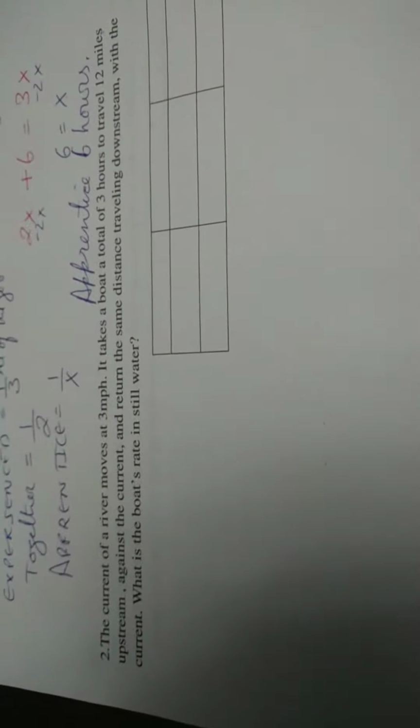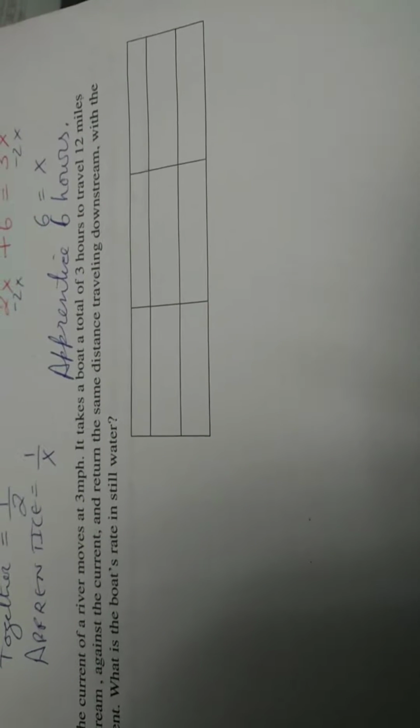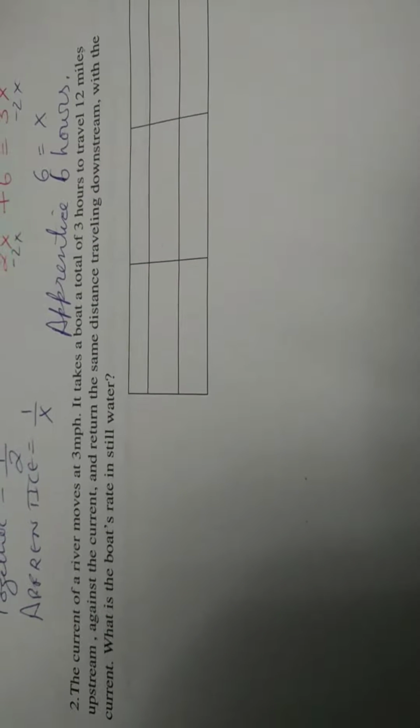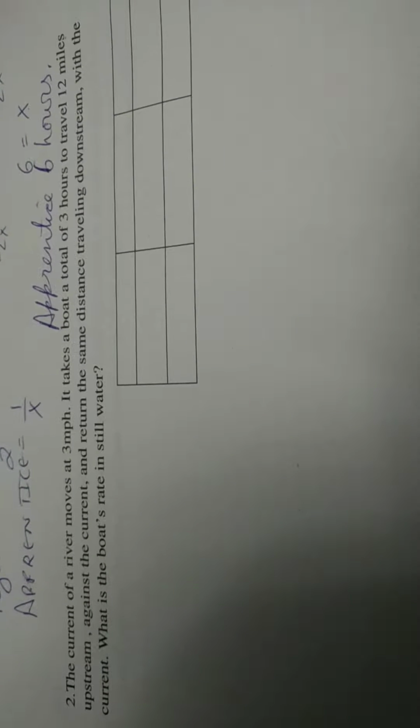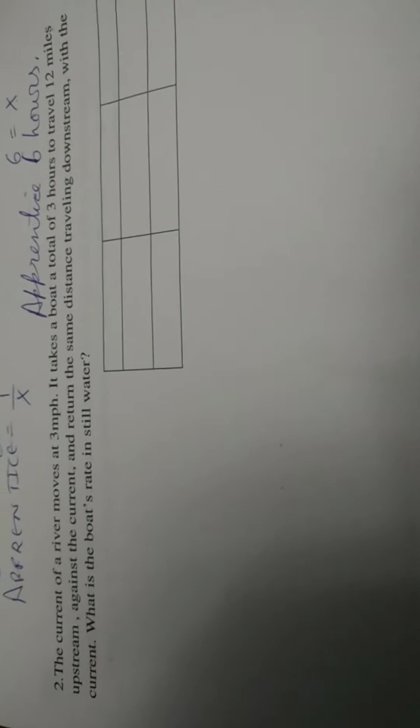This video works on another word problem related to speed. So here we have the current of a river moves at 3 miles per hour. It takes a boat a total of 3 hours to travel 12 miles upstream against the current. The return, the same distance traveling downstream with the current. What is the boat's still rate?